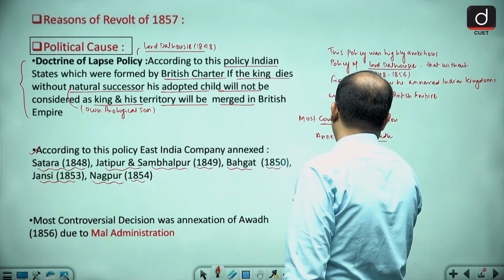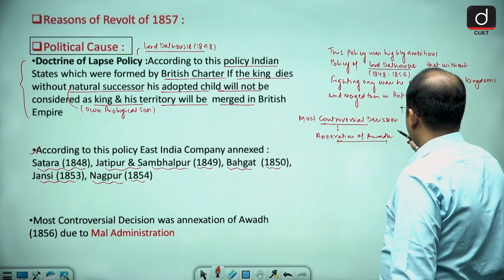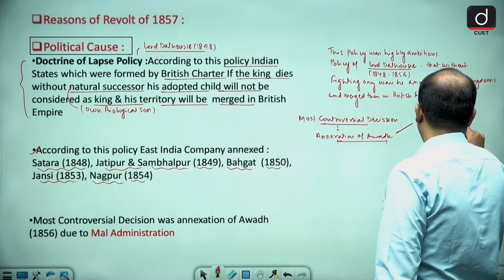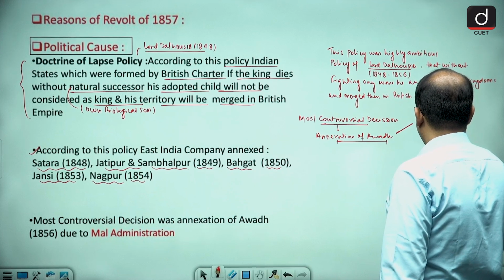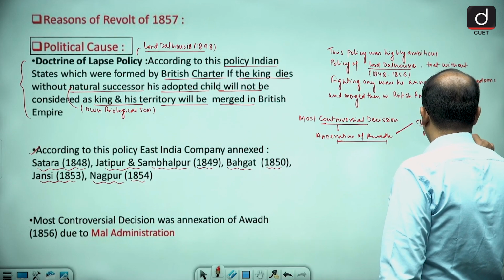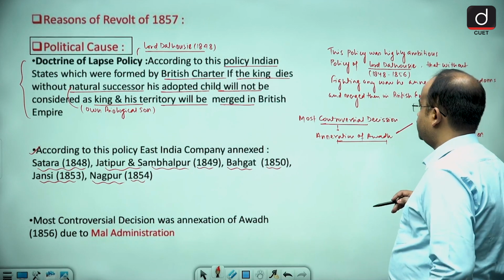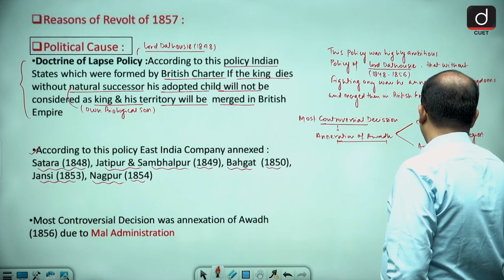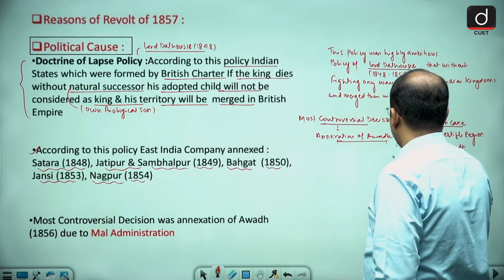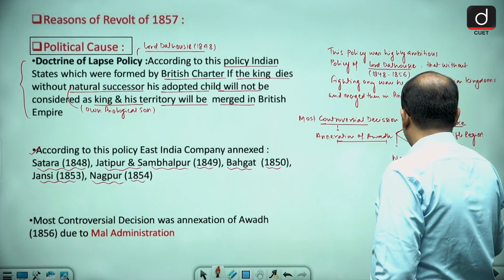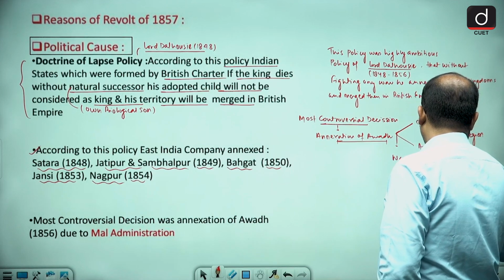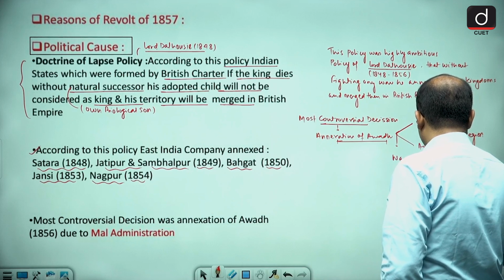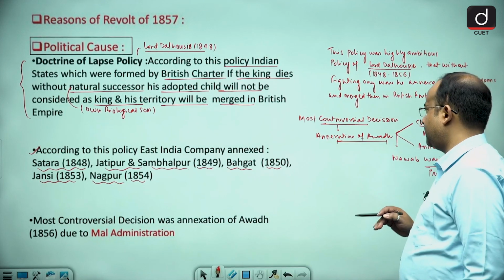Guys, why was it the most controversial decision? The reason was this: Awadh was considered the cherry on the cake, and it was a very fertile region. So the British wanted to annex Awadh. Although the ruler of Awadh was Nawab Wajid Ali Shah, and he was a pro-British personality, they still wanted to annex Awadh.